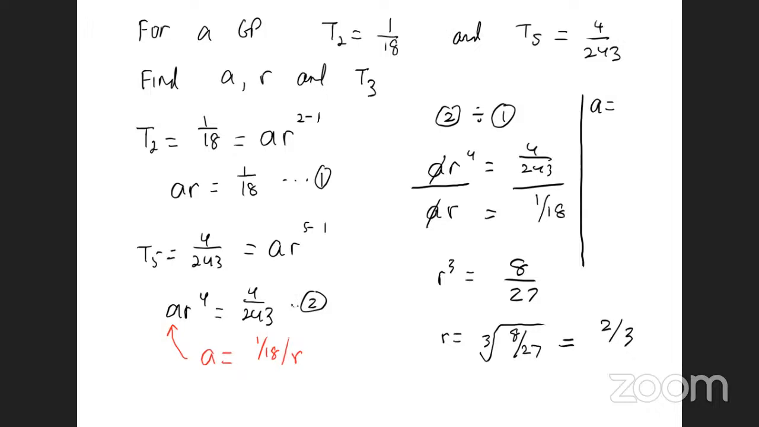All right, work out A and the third term. Elizabeth got A to be 1 on 12. That's correct. And the third term is what? 1 on 18 by 2/3, 1 on 27. Nathan got that, so that had to be correct.